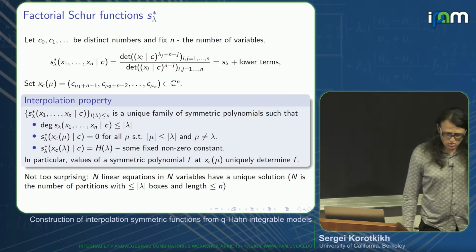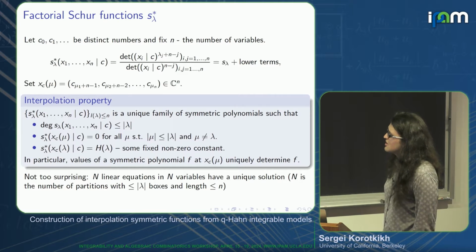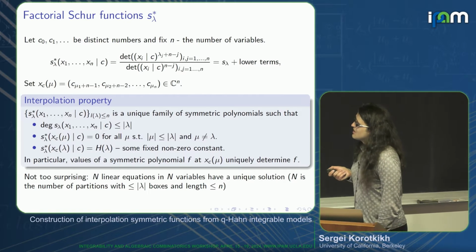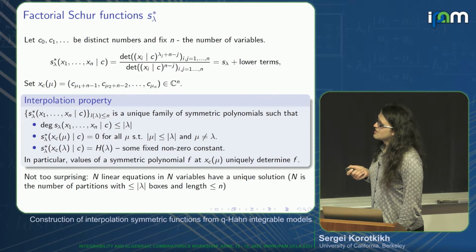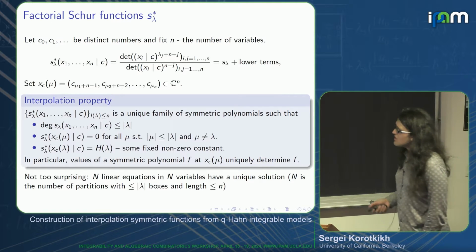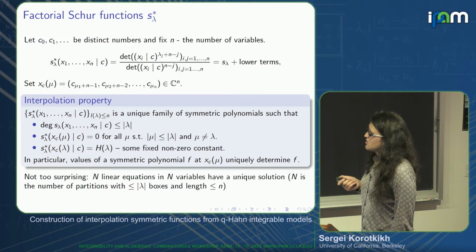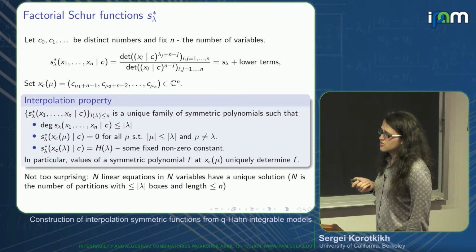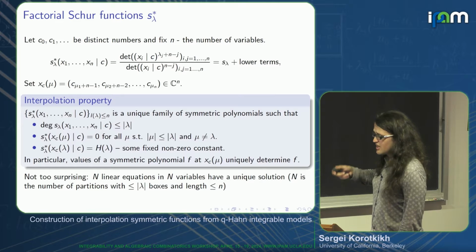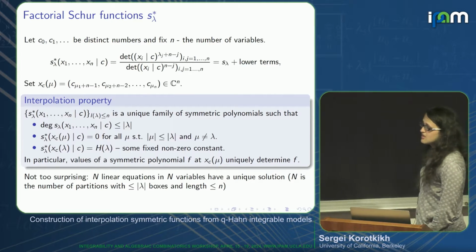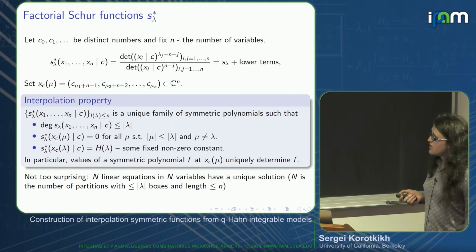Like usual Schur functions, they depend on a partition of length not greater than the number of variables. Then I modify them by adding, again, this parameter c, which I again assume to be distinct numbers. I'm giving the definition as a ratio of two determinants. If you know the definition of Schur functions as the ratio of two determinants, this is a very similar thing. But instead of taking powers of x, I'm taking these modified powers of x, which are shifted by the number c. These are the so-called factorial Schur functions.